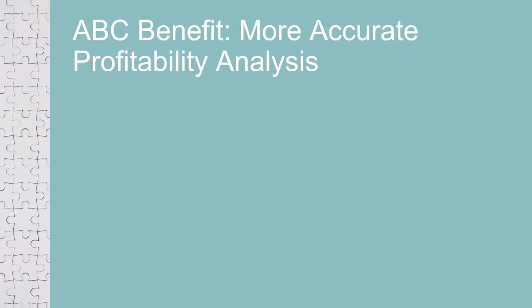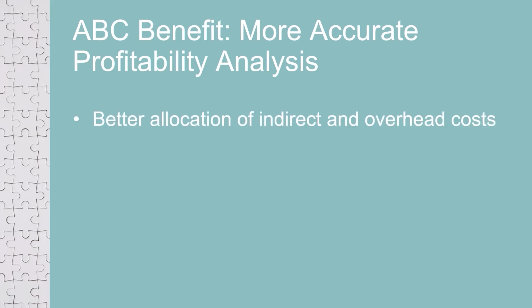ABC improves cost measurement. Its benefits also go far beyond that. I'll list a few benefits in the next few slides. The first is more accurate profitability analysis. ABC allocates indirect and overhead costs more accurately to products or other objects than traditional costing.